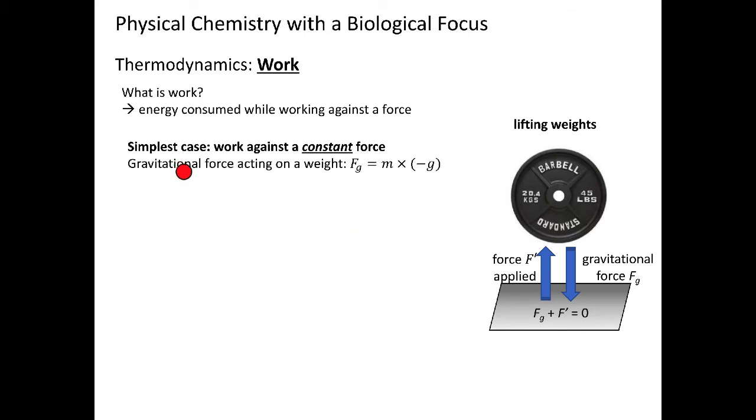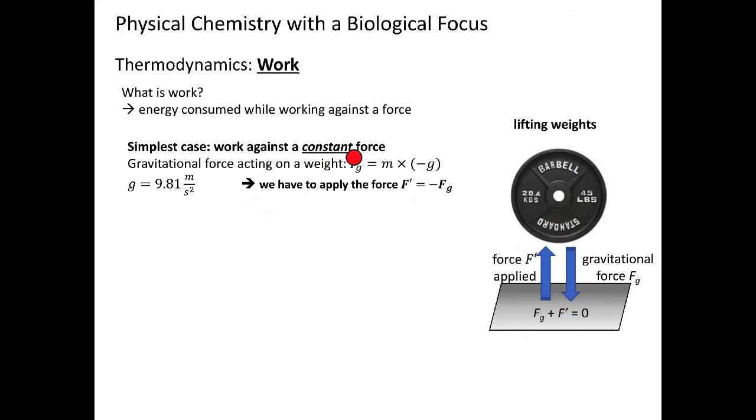The gravitational force is easy to calculate. That is basically acting on this barbell and pulling it down. Fg is m, which is the mass of that barbell, times minus g. And g is the gravitational acceleration, 9.81 meters per second squared. I'm using a minus here to indicate the direction that it's pulling it down.